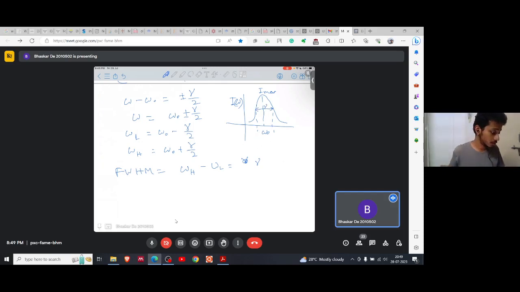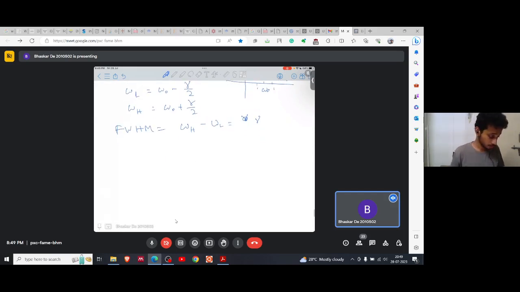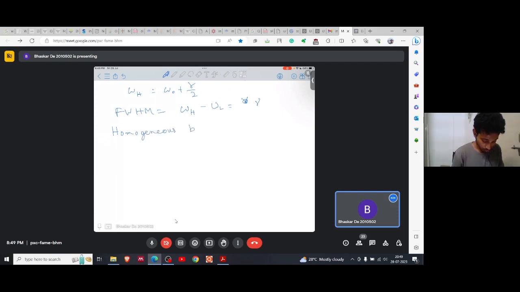It can also be calculated for other distributions, but here I have shown how to calculate this for the Lorentzian, because the Lorentzian is the most intrinsic line shape that we get from any kind of system, and it is also known as the homogeneous Lorentzian.